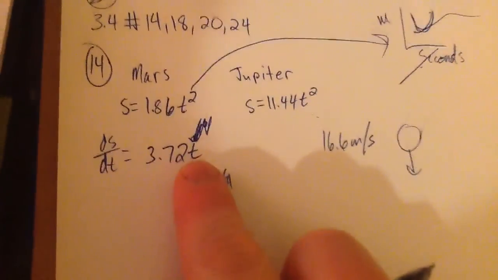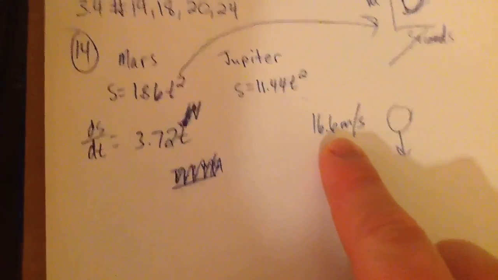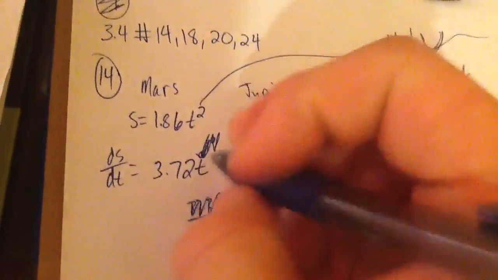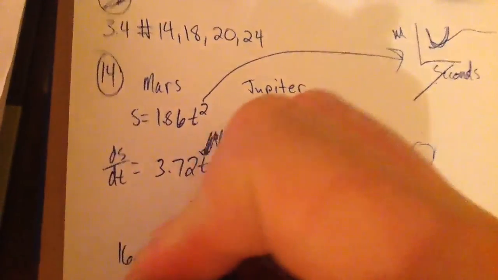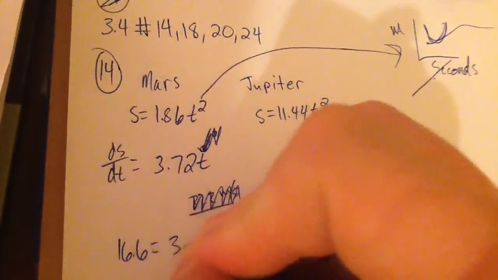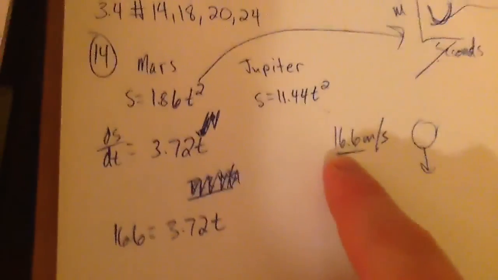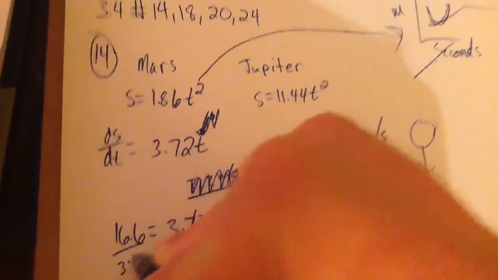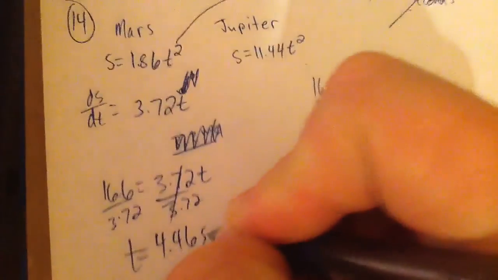So the question asks, how long would it take to get to 16.6 meters per second? Well, this is pretty easy now. We want it to be going this fast, so we say 16.6 meters per second equals 3.72 t. We can solve for t to give us the time it would take to get to that speed. You just divide by 3.72, and I got 4.46 seconds.